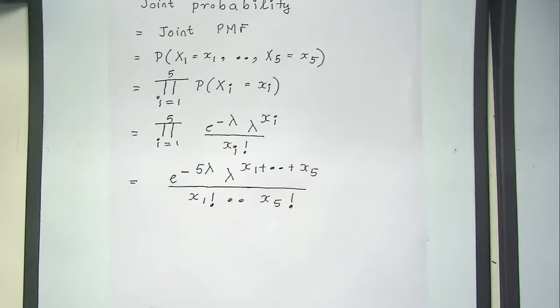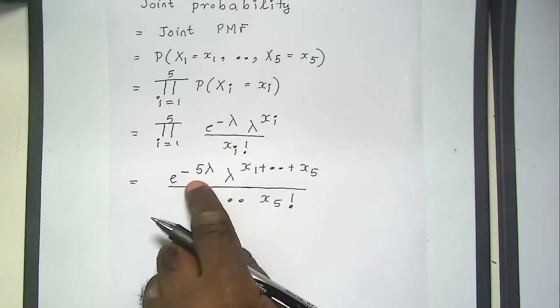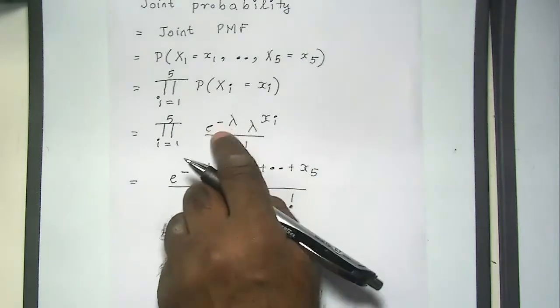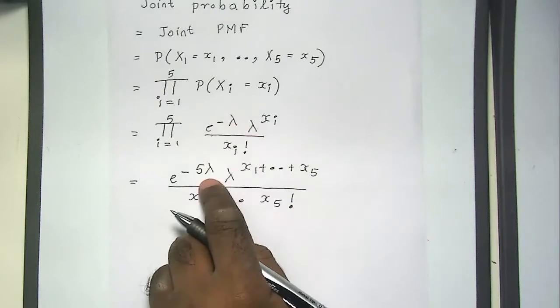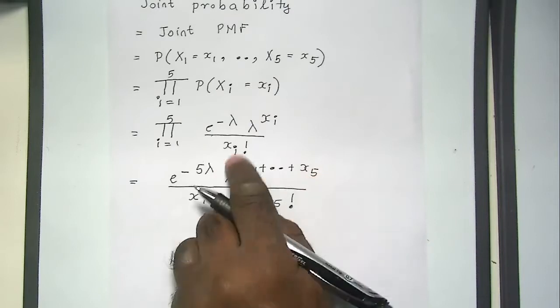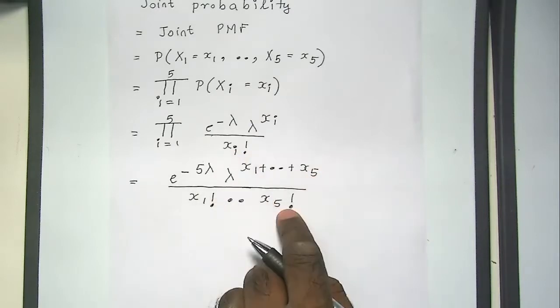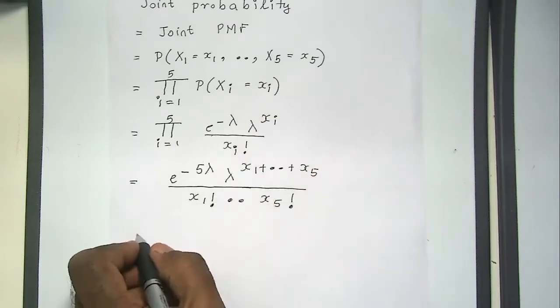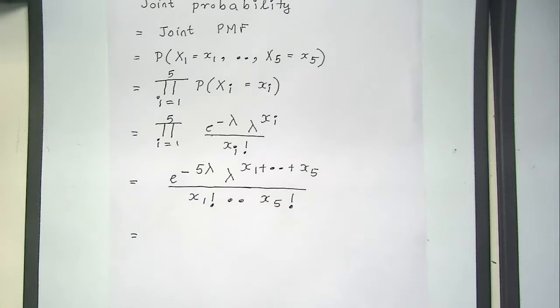Okay, like this. Do you follow me? Now, when you take the product of e to the minus lambda, it becomes e to the minus 5 lambda. When you take the product of this guy, it becomes this. When you take the product of this guy, it becomes this. Right? Now we are given the values for x1 to x5.